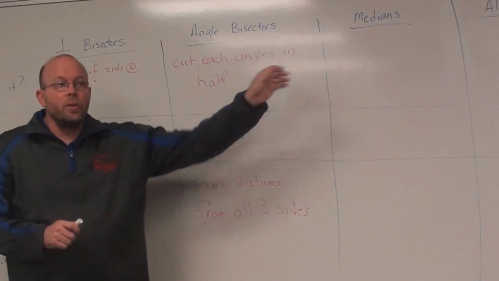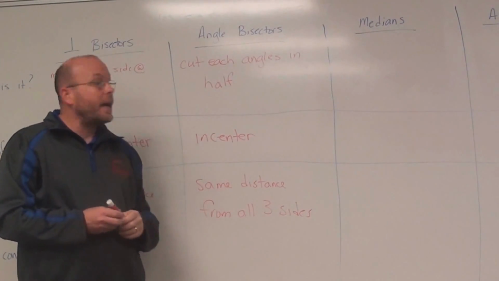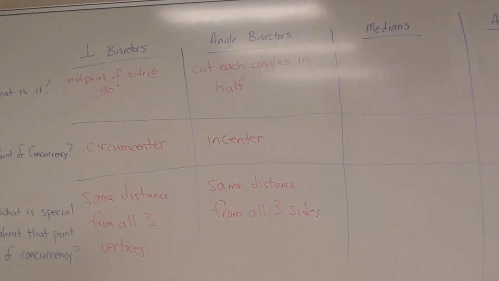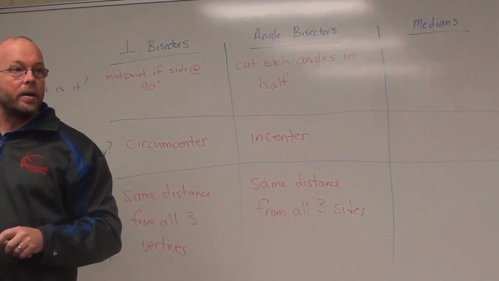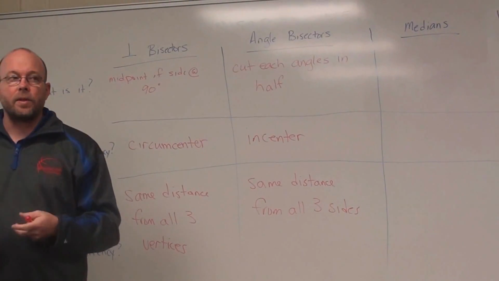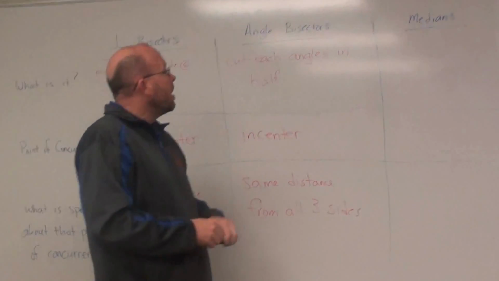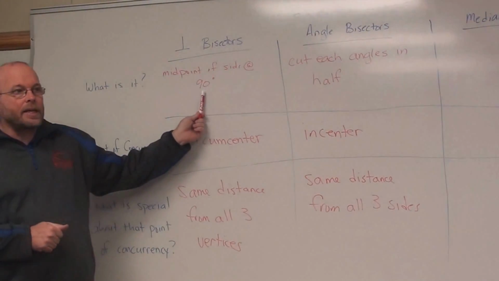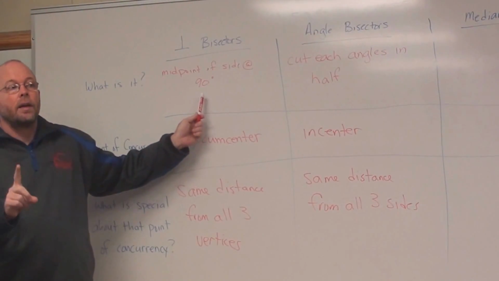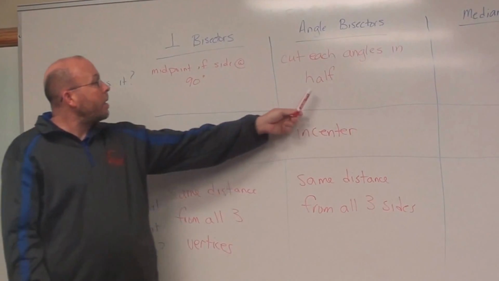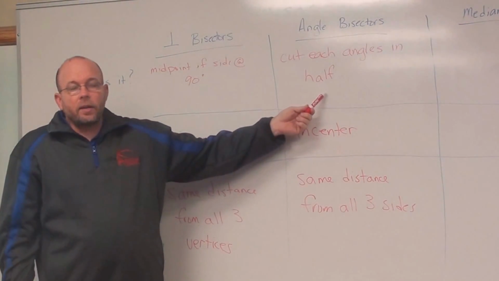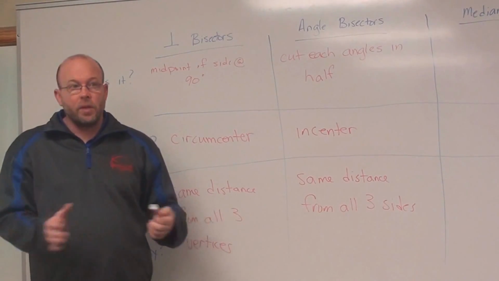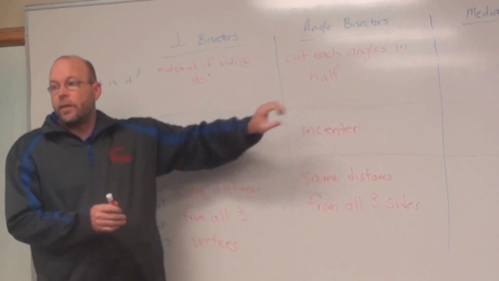We're going to introduce 2 new ones today, called medians and altitudes. Let's first start with what they are, and then we're going to use the software to draw them, and we'll explore what happens as the triangle changes. Now, perpendicular bisectors went through sides. They did not go through the vertices. They could, but they didn't have to. Angle bisectors, they just cut each angle in half. We didn't care where it went to the other side.